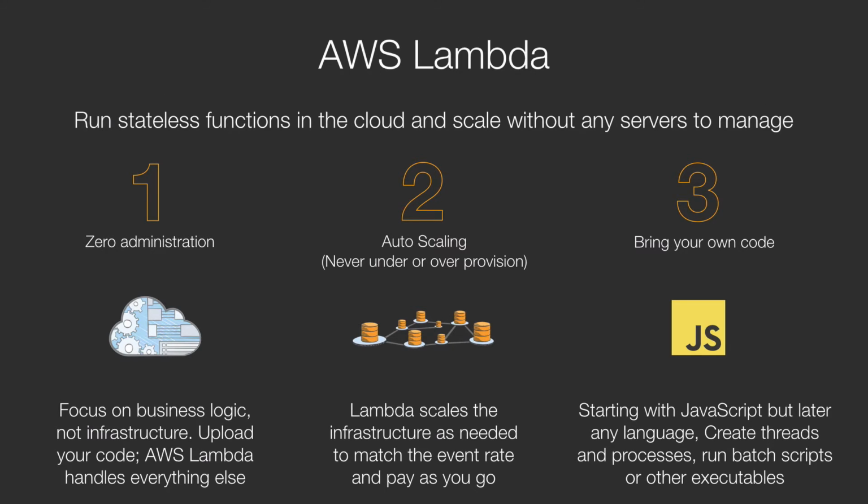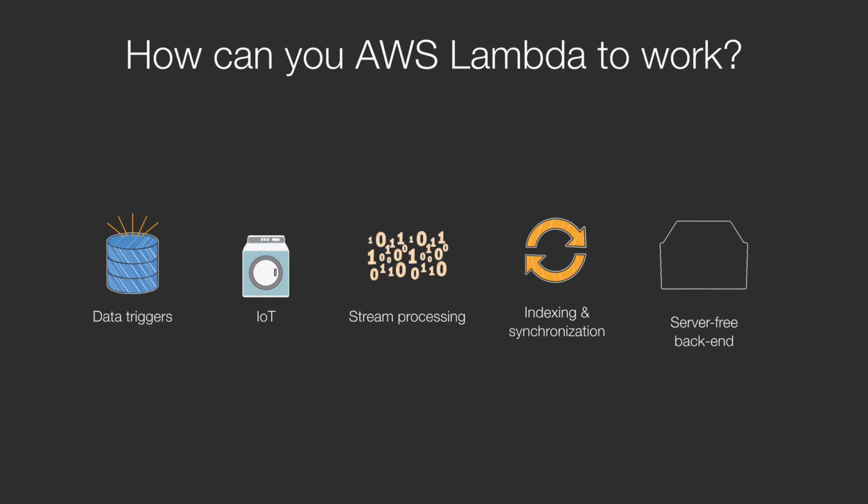We found that customers have put Lambda to a broad range of use cases. Obviously, we're talking here primarily about server-free backends for mobile applications. But you can actually use Lambda for any application type that can benefit from event-based computing. That might be data triggers for ETL. It might be IoT-style applications, which is actually a form of mobile application in many respects, stream processing, or index and synchronization.